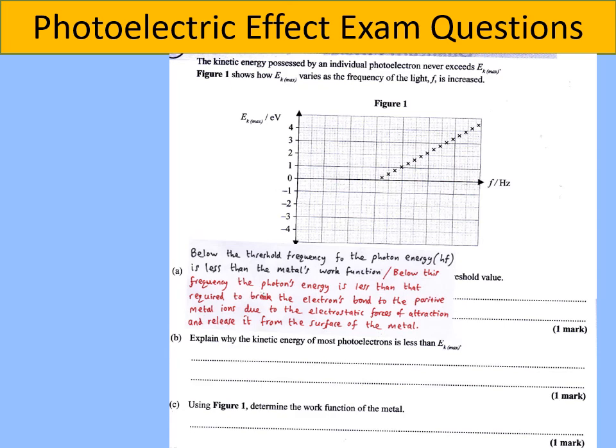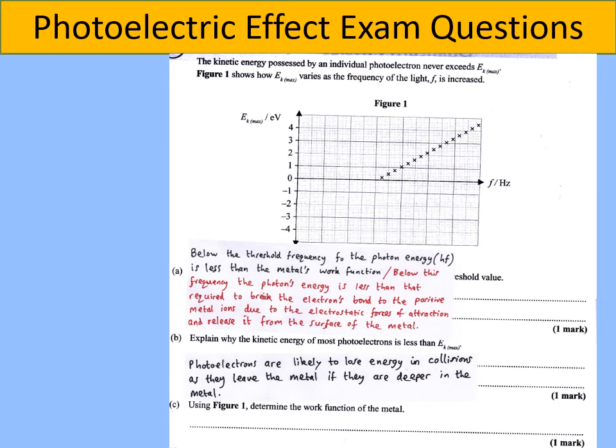A very important question as well. I think it helps in the understanding of what is actually happening. So what we could say is photoelectrons are likely to lose energy in collisions as they leave the metal if they are deeper in the metal, because as we know, all the photoelectrons are not necessarily on the surface of the metal. Okay, so actually it's a lot rarer to get electrons with the Ek max.